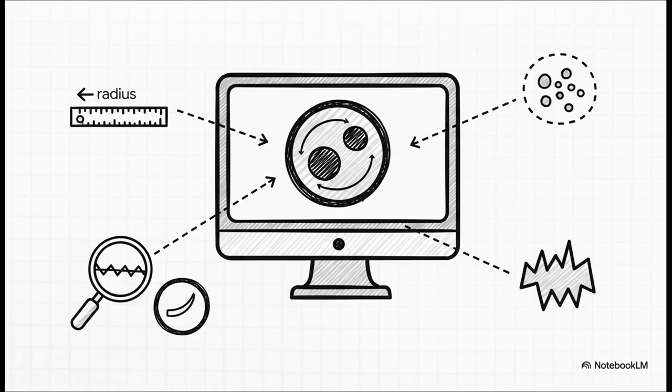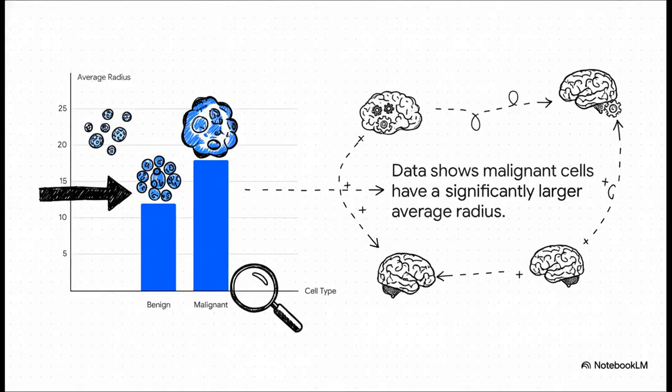And just like with the beans, the computer doesn't see cells. It sees numbers. It gets fed measurable features from images of those cells. Things like their average size, their texture, how smooth they are. And it turns out benign and malignant cells have really different characteristics you can actually measure. And these differences aren't just guesses. They're clear, quantifiable patterns in the data. Take a look at this chart. It's based on a famous medical data set, and it shows that, on average, malignant cells have a much larger radius than benign cells. For a learning algorithm, that's a massive signal.